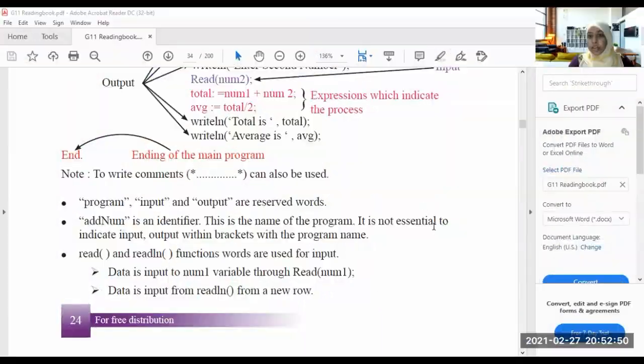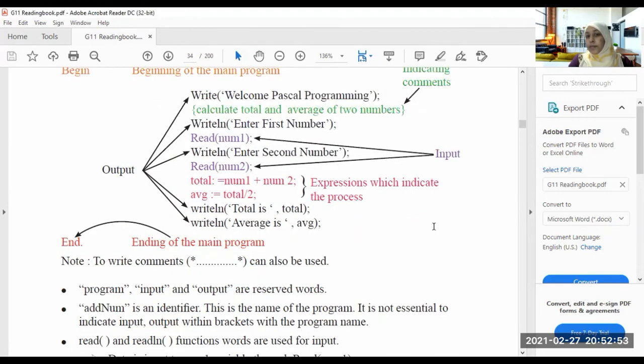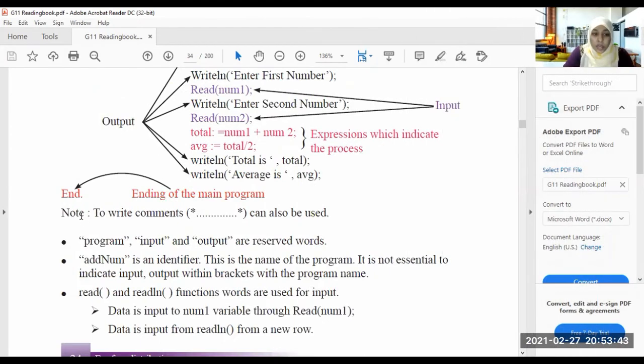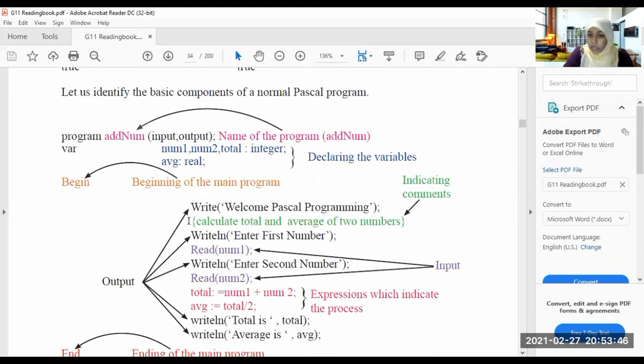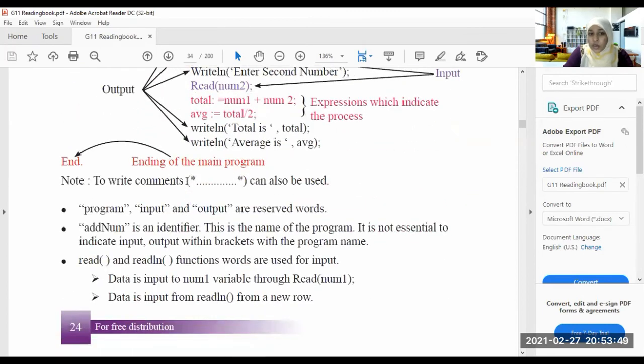Here you should remember not to miss the colon and the semicolons. Also the single quotations and the brackets, you shouldn't miss these things, okay? Because in case you miss those things, the program won't execute correctly. There will be errors. So note, to write a comment, you can write it within curly brackets, or else you can write like this, okay? Within bracket, after that within stars, 2 stars can also be used.